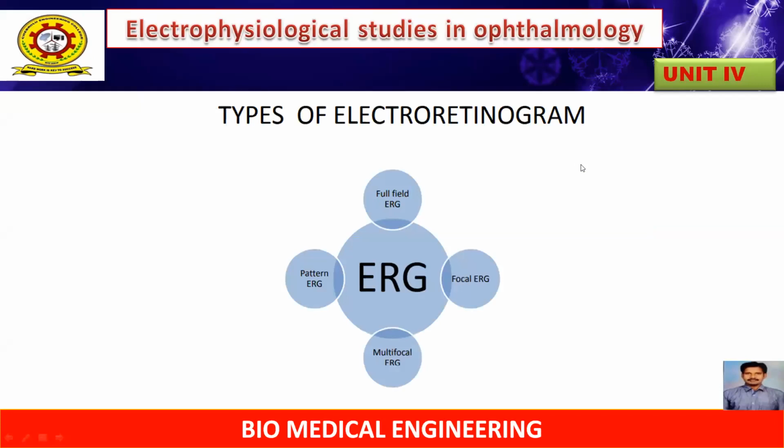So dear listeners, these are the various types of electroretinogram: ERG, pattern ERG, full field ERG, focal ERG, multifocal ERG. This type of explanation is required for ophthalmology students and medical students. But as engineering graduates, we have this elective paper. So for the end examination, we have to know the qualitative and quantitative analysis of this ERG.